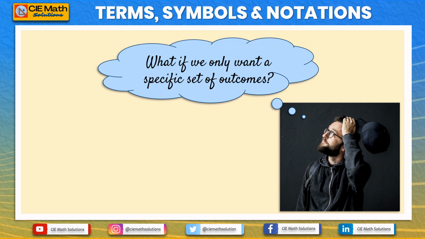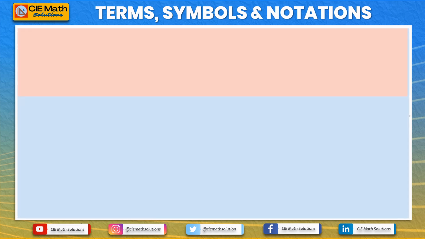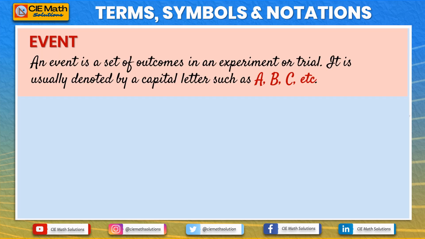But what if we only want a specific set of outcomes? We call this an event. An event is a set of outcomes in an experiment or trial. It is usually denoted by a capital letter such as A, B, C, and so on.